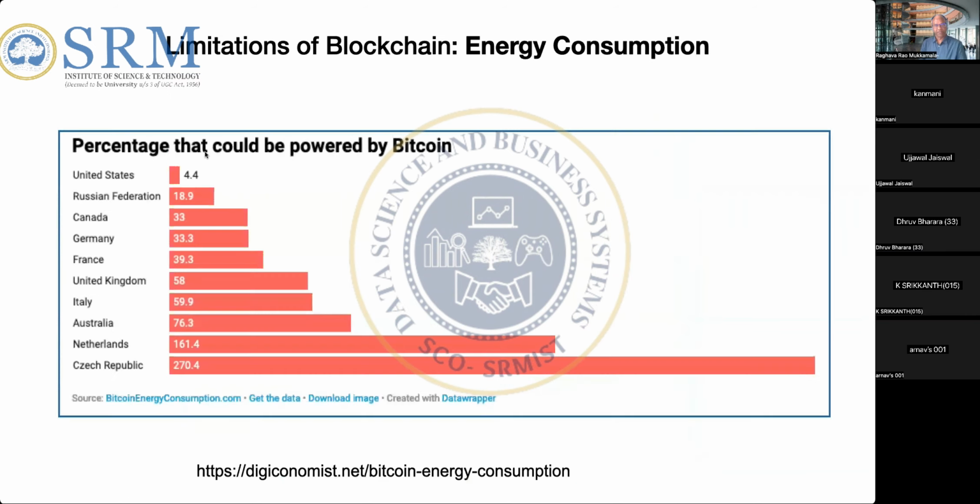Now it is reaching a very high threshold. You can see here, for example, it is consuming 4% of the total energy consumed by the United States. And it crossed many countries. For example, Czech Republic: now Bitcoin consumes 3 times what is consumed by the whole Czech Republic, right? So that is the state of affairs in the energy consumption.